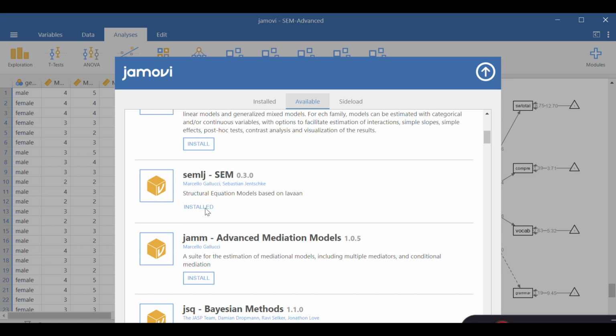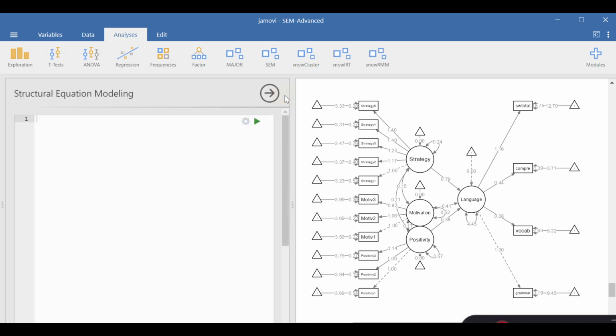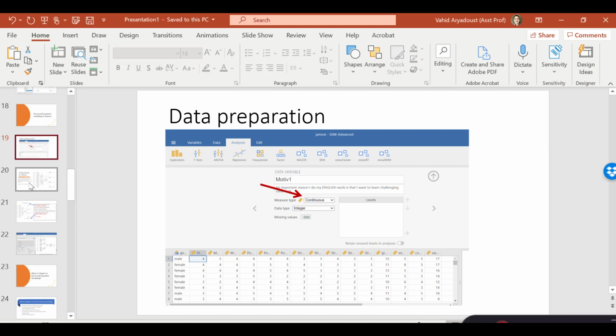And if you have not installed it, just click on it and get it. All right, so I assume that you have already installed your SEM, so let's get started. You click on SEM, and two options are made available to you: SEM and syntax. I'm going to syntax. So we've already done that.